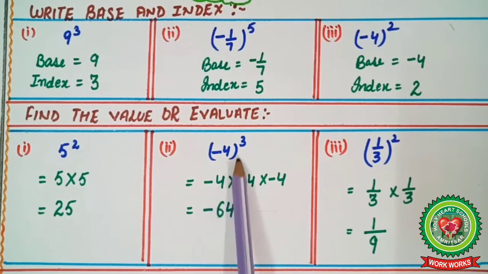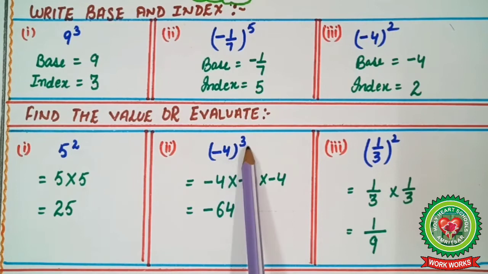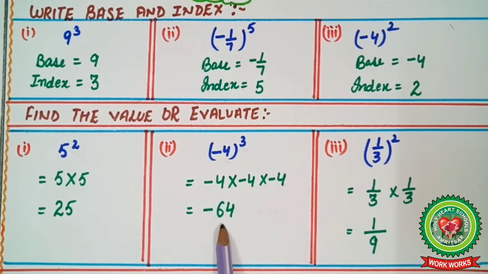So here you can see that power is odd and base is with minus sign. Power is odd, therefore your answer will come in minus sign, right? Now 4 4s are 16, 16 4s are 64. So you got the answer, that is minus 64.